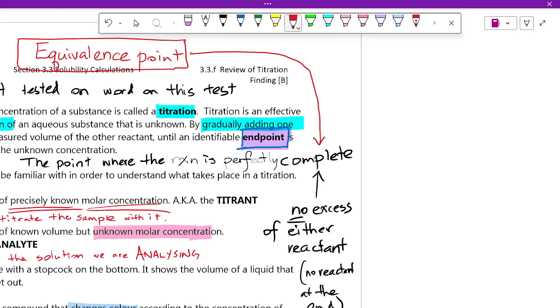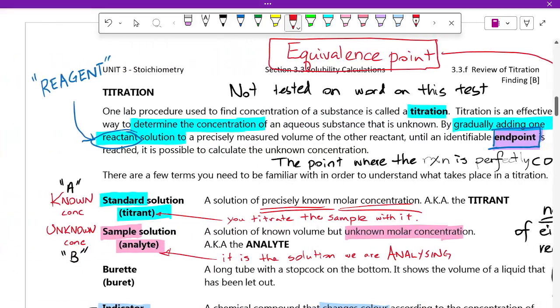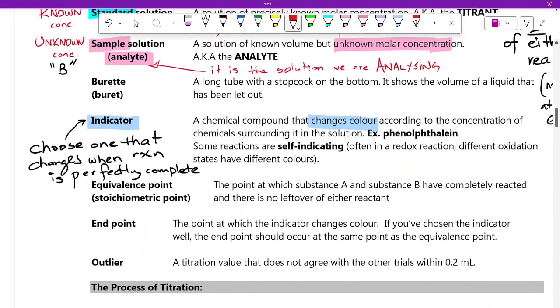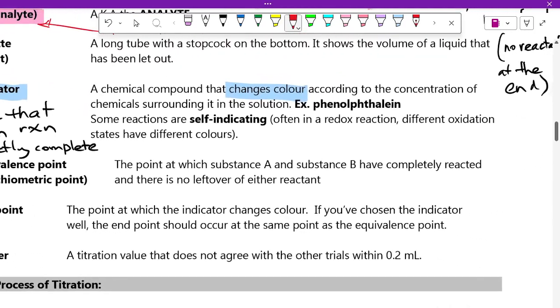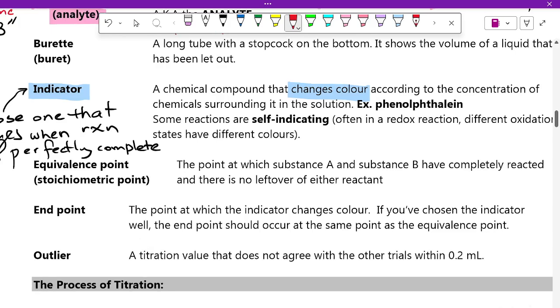The end point is where the indicator changes color. If you have done a good job of choosing your indicator, those will happen at the same time, which is why I messed it up. And because they both start with E, which is really irritating. I'm sorry that they both start with E, and they almost seem like the same thing, but they are not. So the equivalence point is the point where it has completely reacted and there's no leftover. So that's our equivalence point.